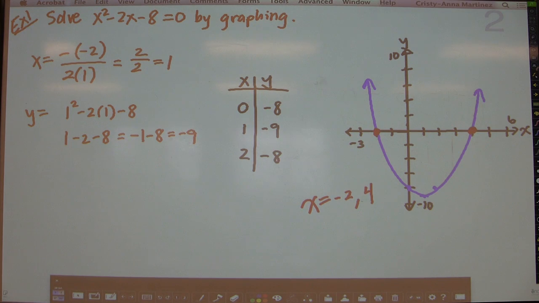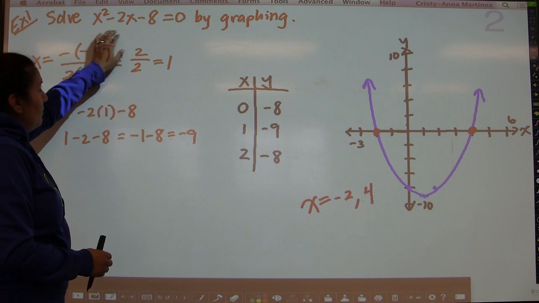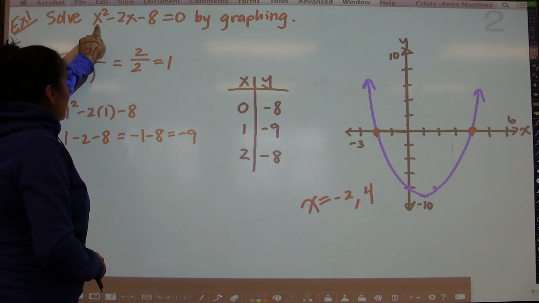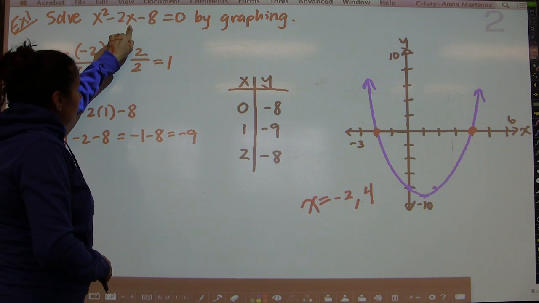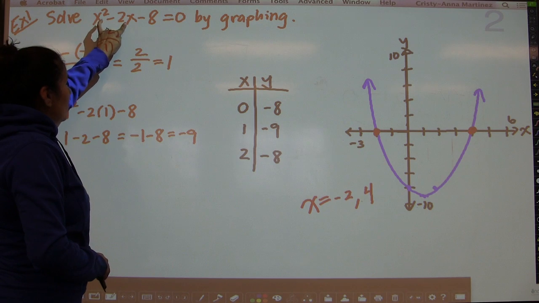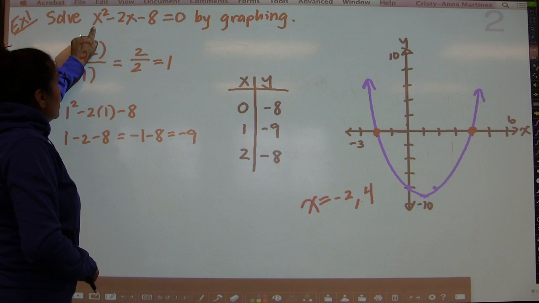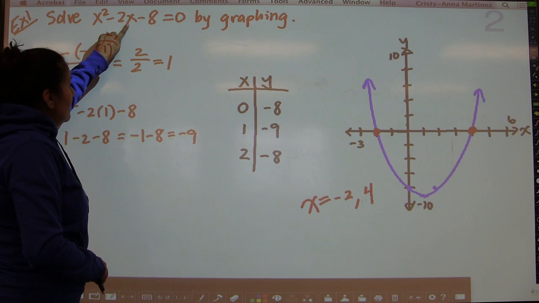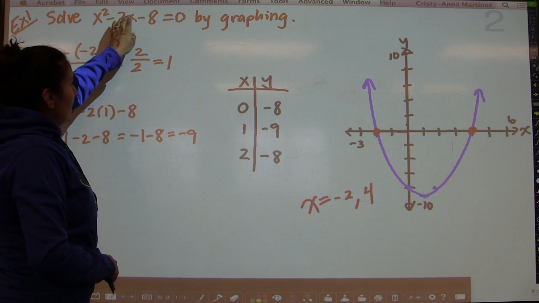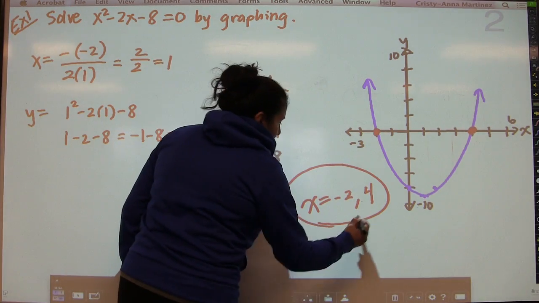You can also check that by plugging the negative 2 and the 4 back into the equation and confirming that you in fact get 0. So negative 2 squared is positive 4. Negative 2 times negative 2 is positive 4. So 4 and 4 is 8, minus 8, and you get 0. So the negative 2 works. 4 squared is 16. Negative 2 times 4 is negative 8. So 16 minus 8 is 8, and then 8 minus 8 is 0. They both do work, so I've checked my solution.